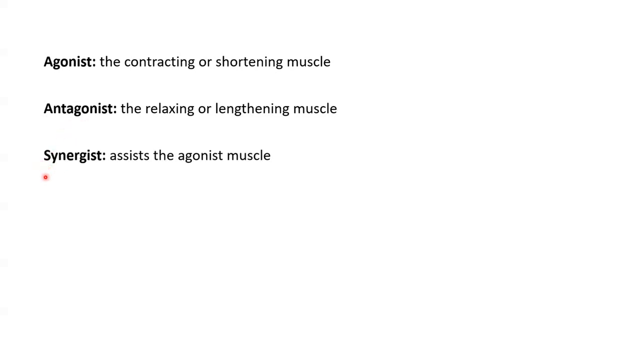We then have our synergist. So our synergist muscle is the muscle that assists the agonist muscle. So it moves the joint in the same direction. It is a contracting or a shortening muscle, but it's not the prime mover. So it's not doing the bulk of the work or producing the most amount of force.